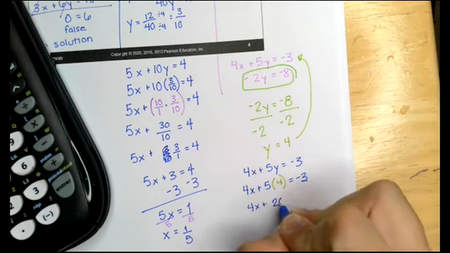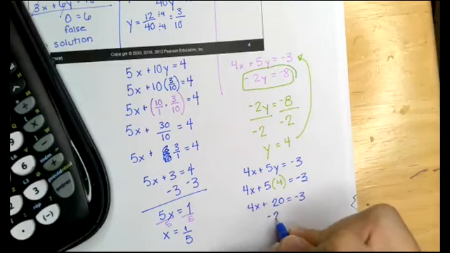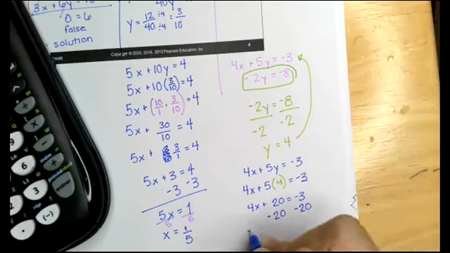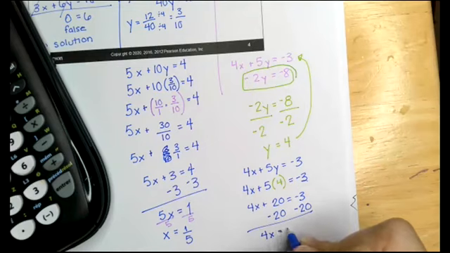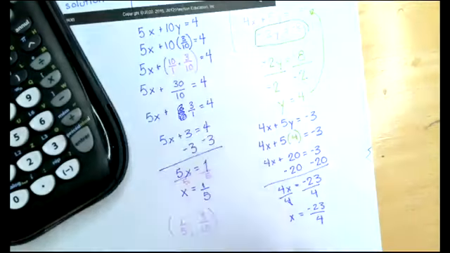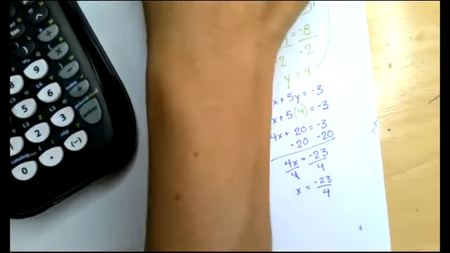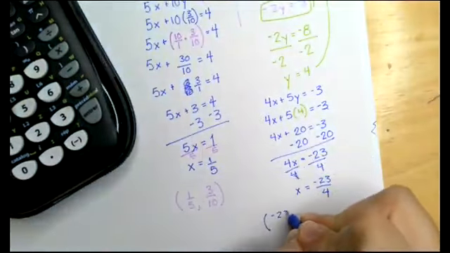4x plus 20 is -3. Move the 20. 4x equals -23. Divide by 4. Divide by 4. X is -23/4. And there is not really any way to simplify that. So our point here is -23/4, 4.